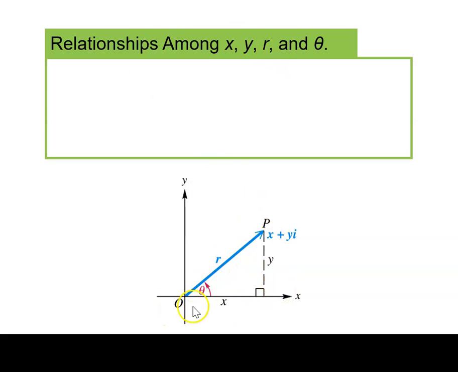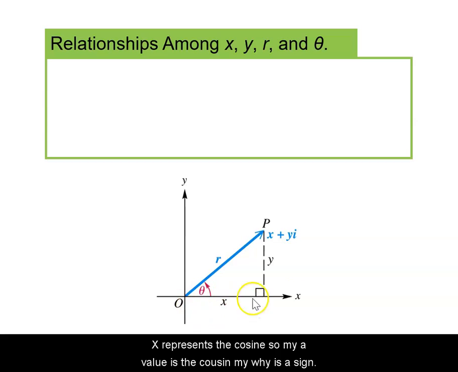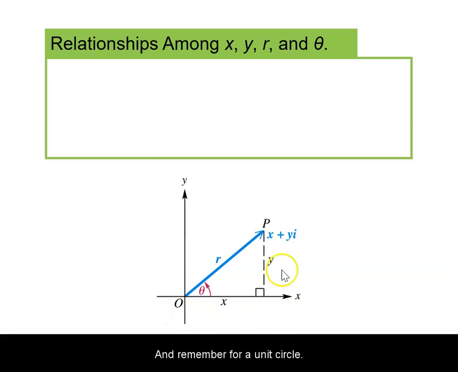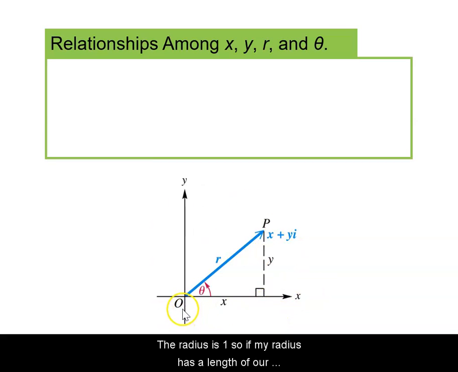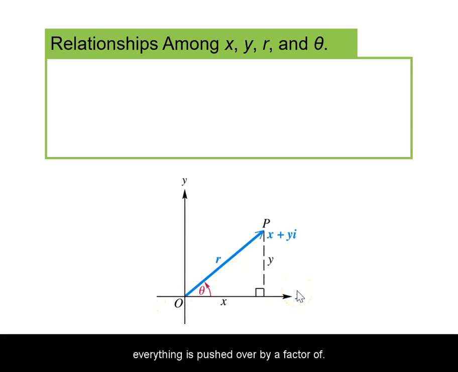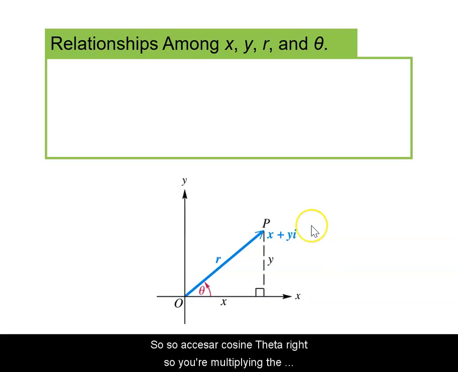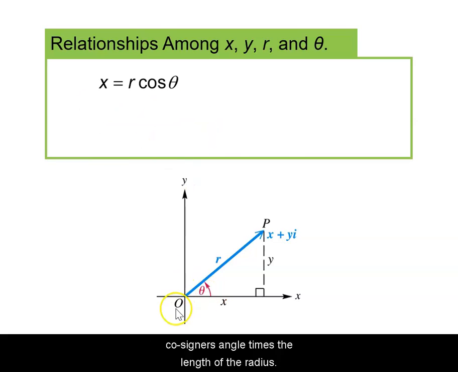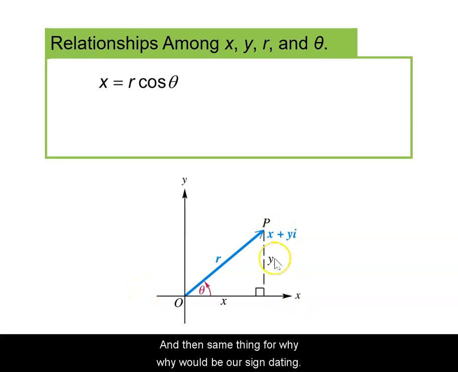So remember, when we have a triangle, x represents the cosine. So my a value is the cosine. My y is the sine. And remember, for a unit circle, the radius is 1. So if my radius has a length of r, then this x is just r times the cosine of this angle, right? Everything gets pushed over by a factor of r, okay? So x is r cosine theta, right? So you're multiplying the cosine of this angle times the length of the radius. And then same thing for y. Y will be r sine theta.